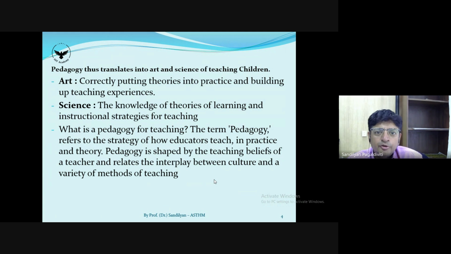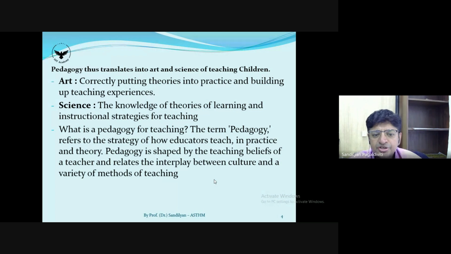There is a need for the teacher to bring their real life experiences into the classroom. Today, it's said that you can even bring in your research into the classroom. If you are a researcher, there is no better place than sharing your research and its values into the classroom. So, putting these theories and building on your experiences is the art. And having knowledge of these theories and the strategies which you need to put to bring this into the class in the right manner is the science.